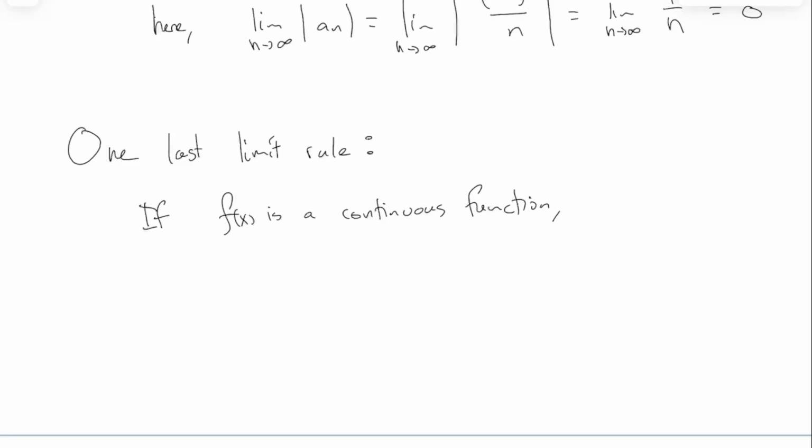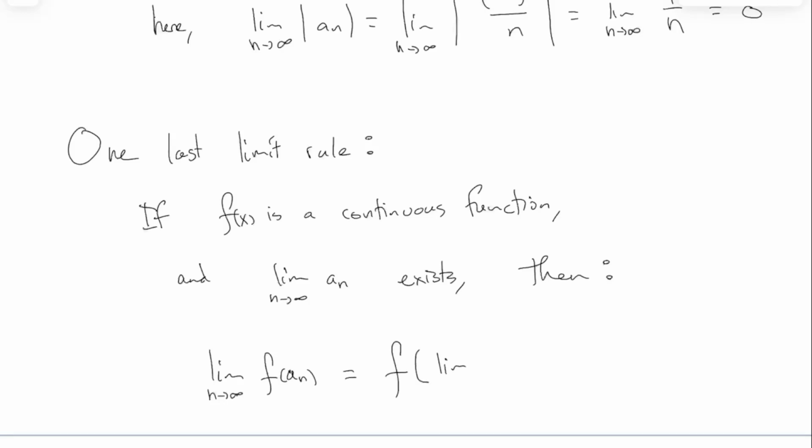so I'm talking about sequences, but how does a sequence interact with a continuous function? If f of x is a continuous function and the limit of the sequence, n goes to infinity, of a_n exists, then here's the real deal. If I have the limit of f of a_n, this is the same as f of the limit of a_n.